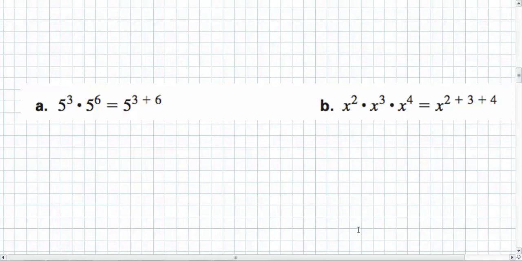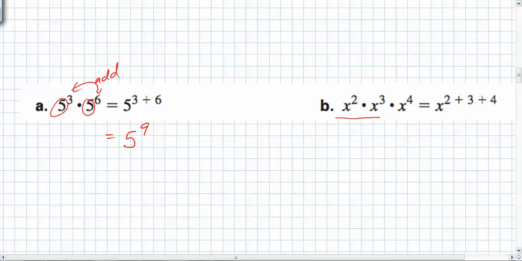So let's do some examples. 5 to the 3rd times 5 to the 6th. It has the same base, 5. So you add these two, and you end up with 5 to the 9th. You don't really have to do that out. That's a huge number. Keep it as 5 to the 9th.